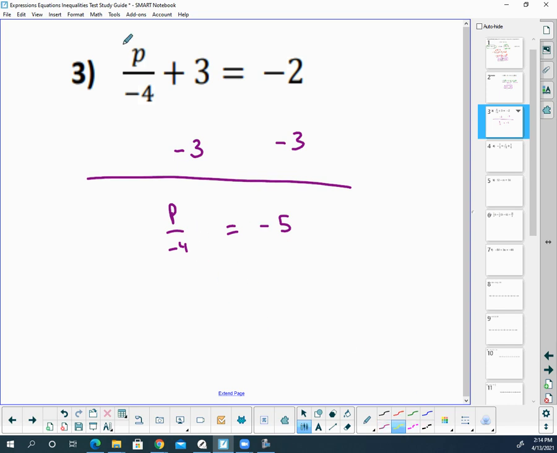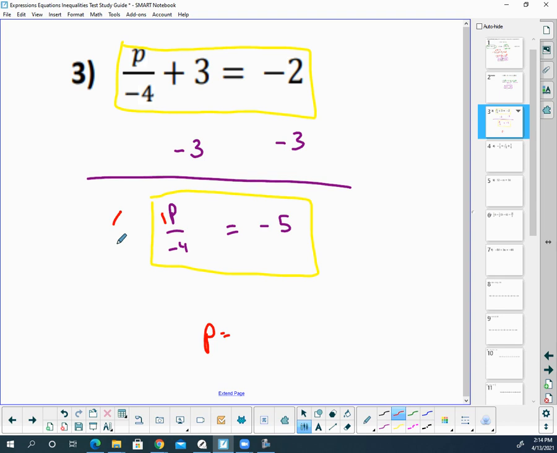I like to put little boxes around my original equation, subtract 3 from both sides. Here's my new equation. Well, I don't want p over -4. I want just 1p. So what am I going to do? Well, this is really like an invisible 1 times p over -4. So I'm going to multiply by the reciprocal of that, which is -4 over 1, which gives me -4p over -4, which is +1, or 1 times p, which is what I'm looking for.